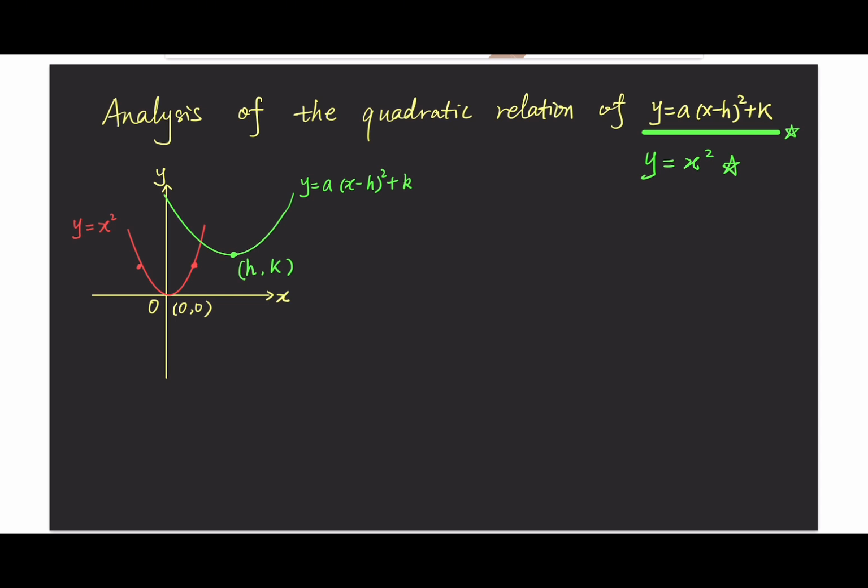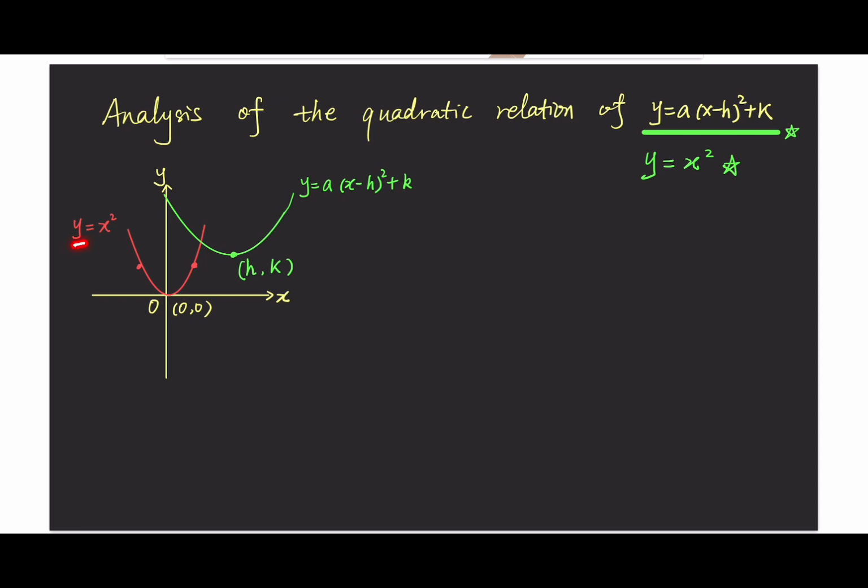We have known for this quadratic relation, the vertex should be the origin in the Cartesian plane, and we can regard x squared, its coefficient is positive 1, so the graph of this quadratic relation opens upwards. So the vertex (0, 0) is the lowest point. Alternatively, we can say it is the minimum value of this quadratic relation.